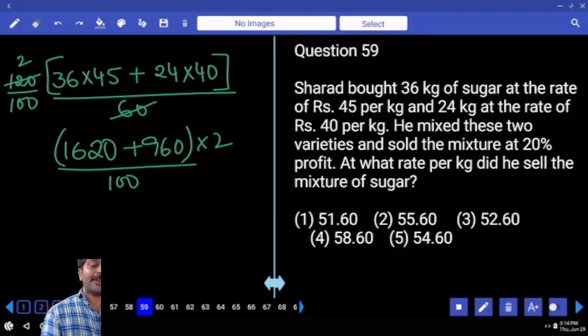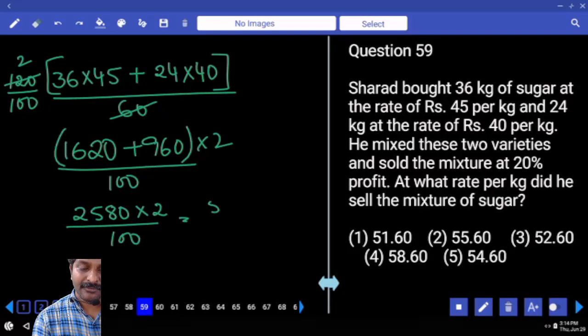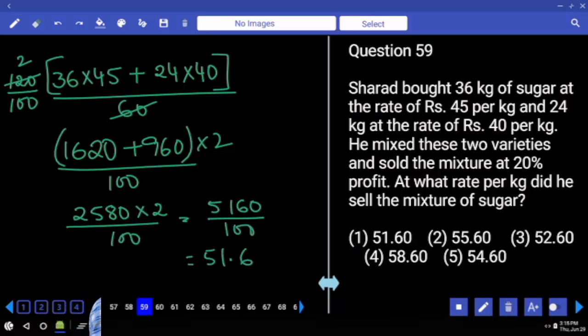How much is numerator? 2580 into 2 by 100. 2 times of numerator, 5160 by 100. How much is this? 51.6.